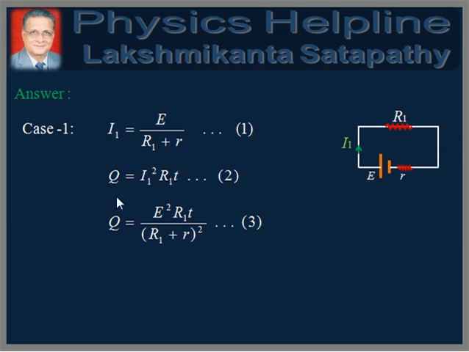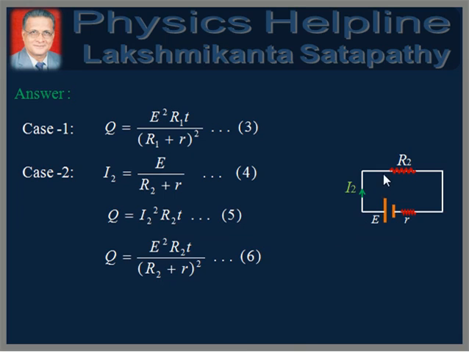Now, the heat generated when this current flows through resistance R1 for t seconds, we get Q is equal to I1 square R1 into t. Putting the value of I1 from equation 1, we get Q is equal to E square R1 into t divided by R1 plus R whole square.